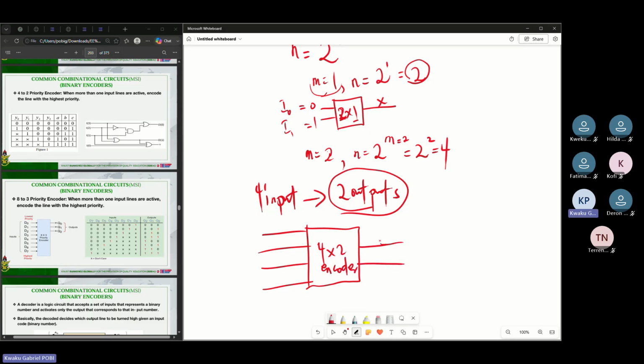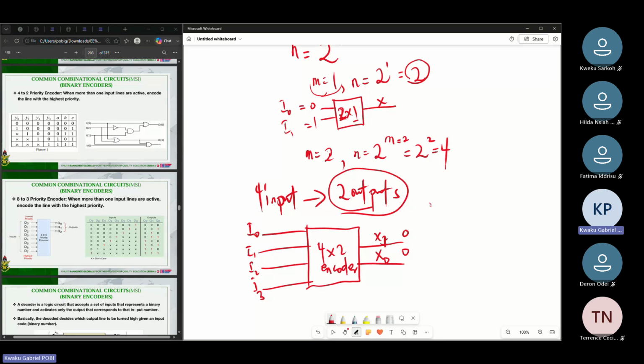Then you have your outputs like this. So let's name here, say x1 here, x0. And then your inputs, let's say I0, I1, I2, and then I3. So in this case too, when you think about it, if I activate I0, it means my output that I will be expecting will be 0, 0. Because here you have 4 inputs. And then with 4 inputs, if you want to use 2 bits to represent them, you have 4 possibilities. The 4 possibilities will be 0 0, 0 1, 1 0, and then 1 1.